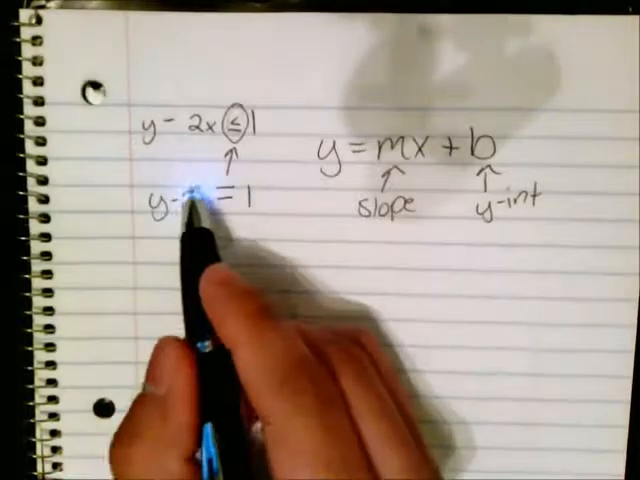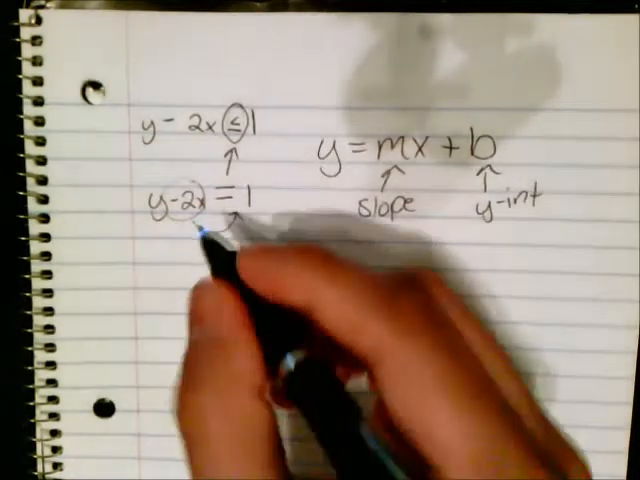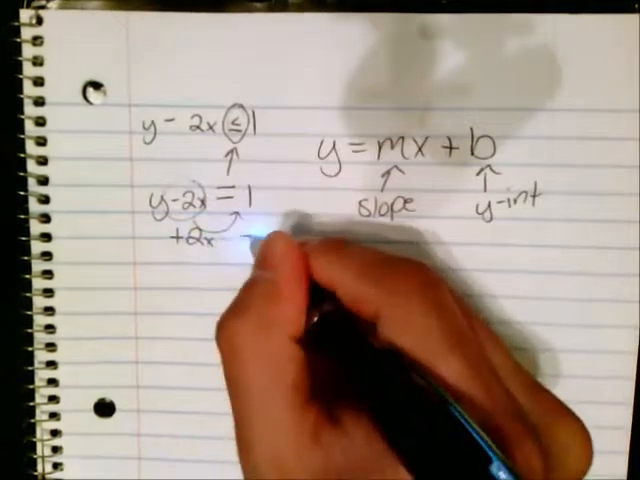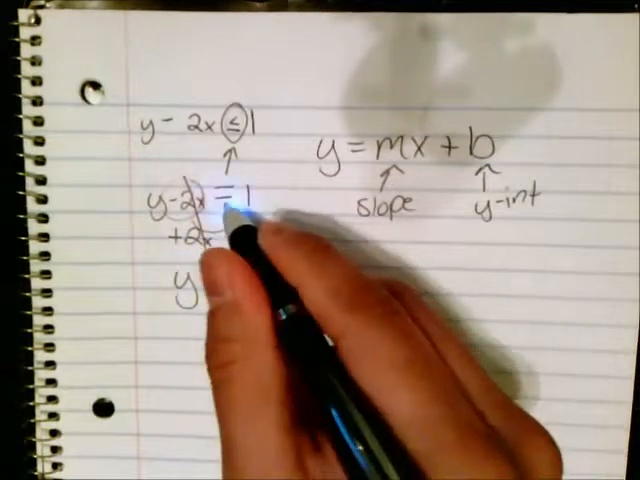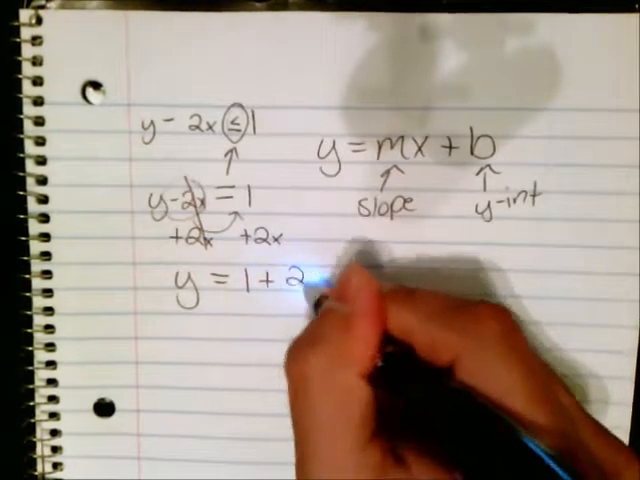So I'm going to get this negative 2x to move over here, that way I have a y equals. And so to move negative 2x to the side, I have to add 2x to both sides. That cancels out over here. All I'm left with is y. Bring down my equal sign. And now I've got technically 1 plus 2x.